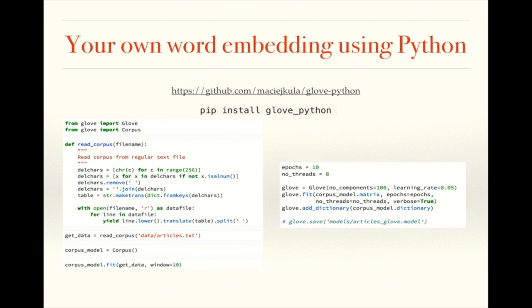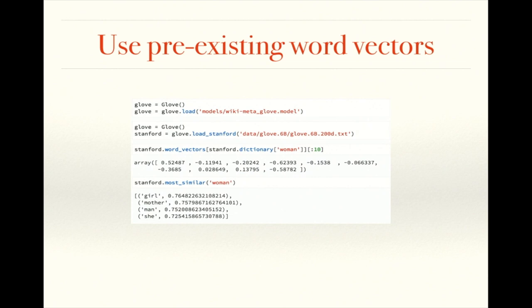And of course, after training your model, which would depend on how big your corpus is, it will take some time, so you don't want to do it again. So you can just save it. There's also a function for saving the model. And in loading the model, you can just call load also. They have a prepared function for that. And also, you can load pre-existing word vectors or embeddings.